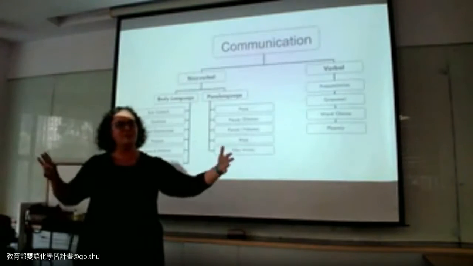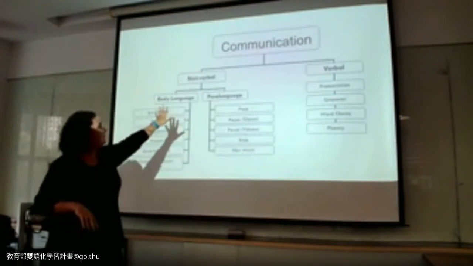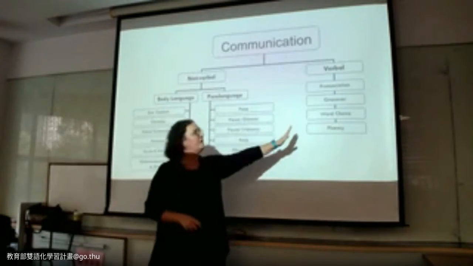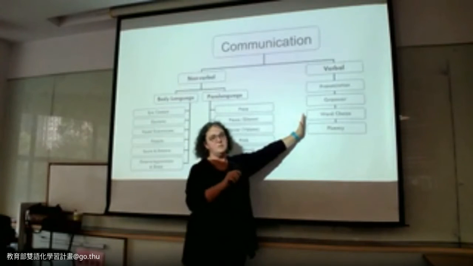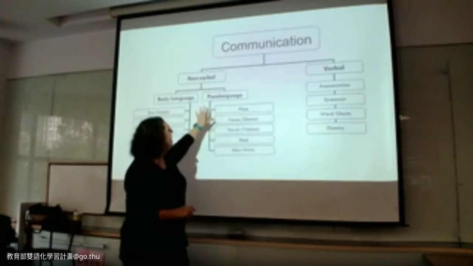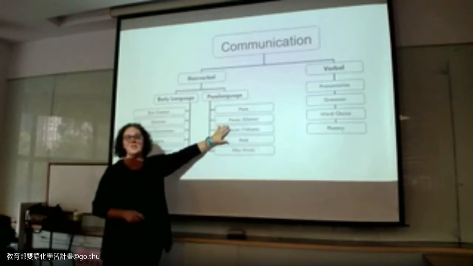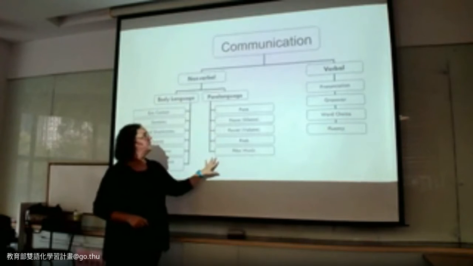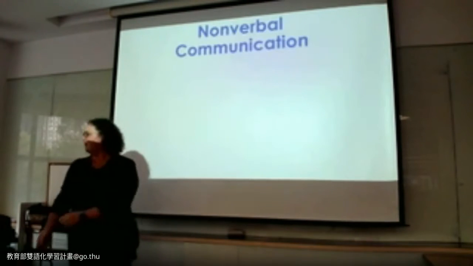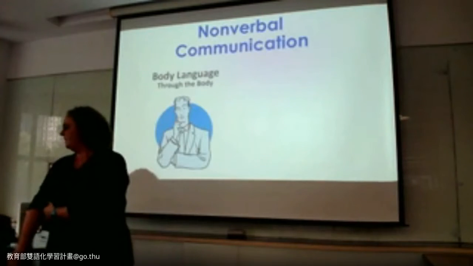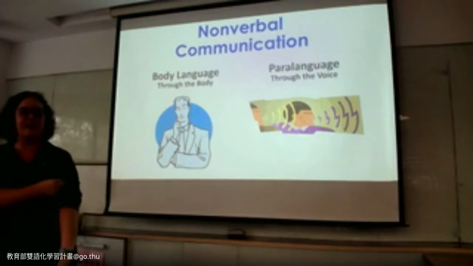Communication is broken into two big categories. We have nonverbal and we have verbal. Verbal is all of the words. This is when we study the language of the language. Nonverbal, we break down into body language and paralanguage. So this is what we're looking at right now, and that's paralanguage. Body language and paralanguage are how we communicate meaning.